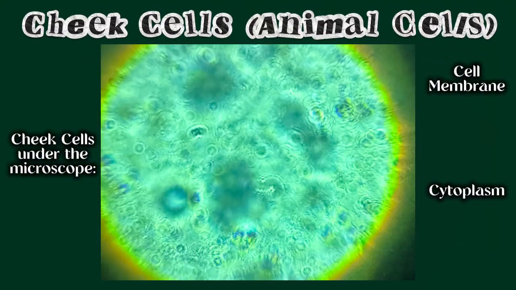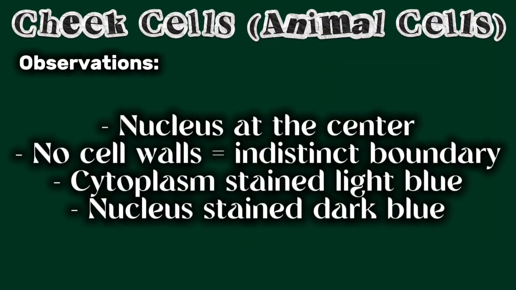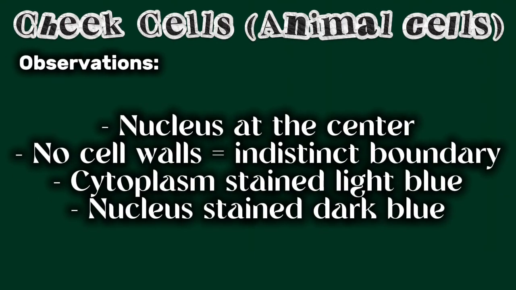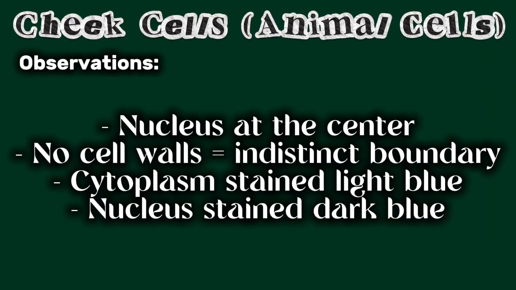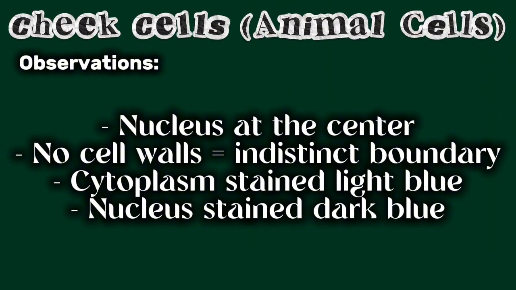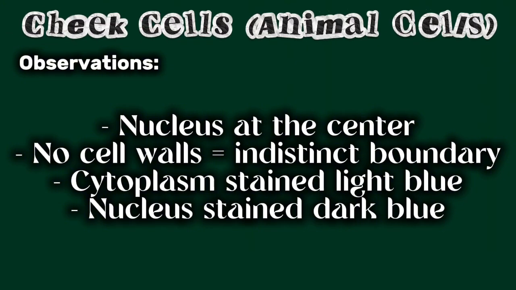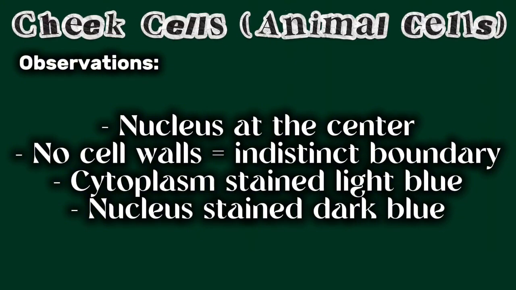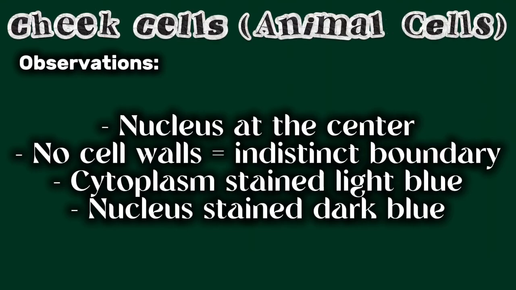Here are the cheek cells under the microscope. Our group observed that cheek cells have nucleus at the center, no cell walls which leads to indistinct boundary, cytoplasm is stained light blue, while nucleus is stained dark blue.